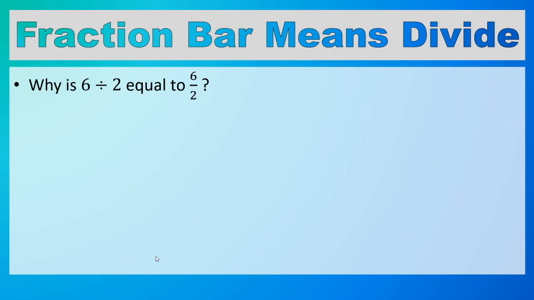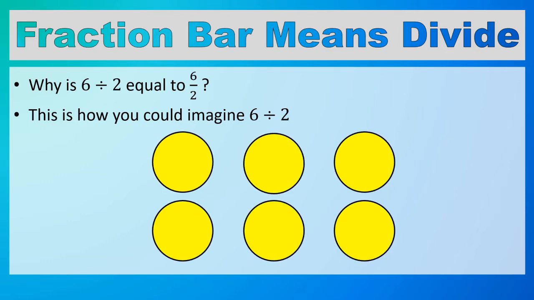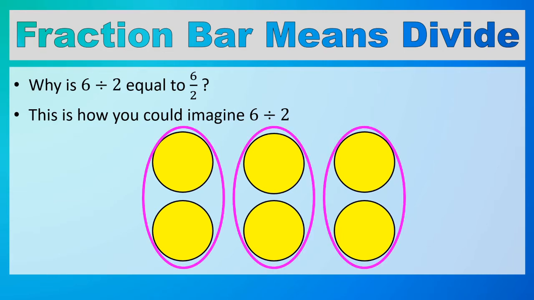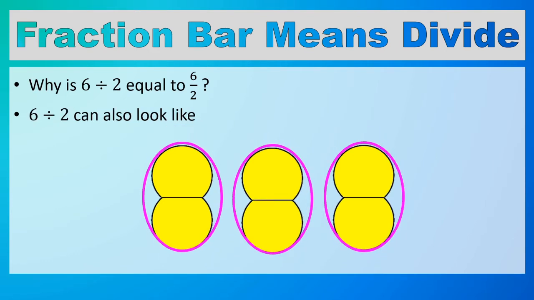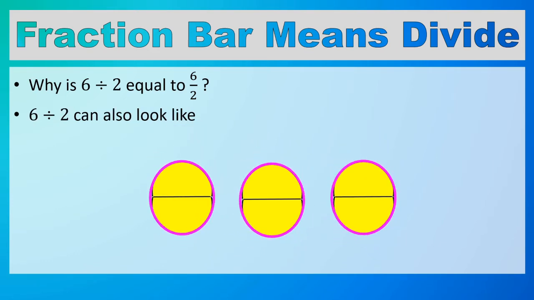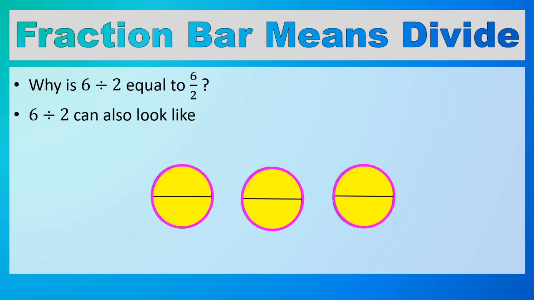Why is 6 divided by 2 equal to 6 halves? This is one way you can imagine 6 divided by 2. We get 6 pieces and we group them so that each group has 2 pieces. And here is the grouping where each group has 2 pieces. And how many groups do we have? We have 3 groups, and so 6 divided by 2 is equal to 3. Now notice this transformation, getting closer and closer to this picture. Now remember this picture because we'll be looking at it a little bit later.